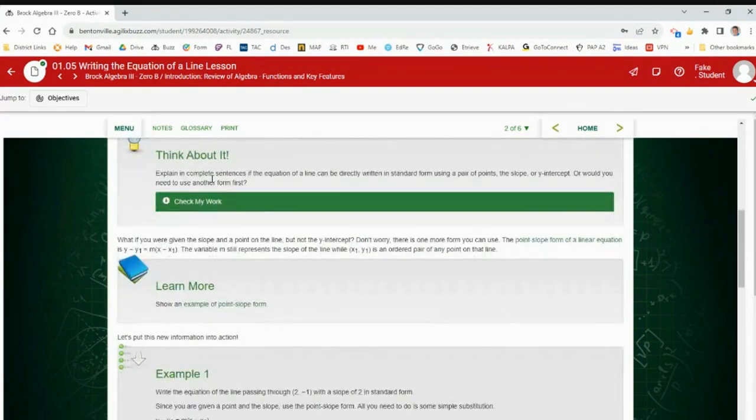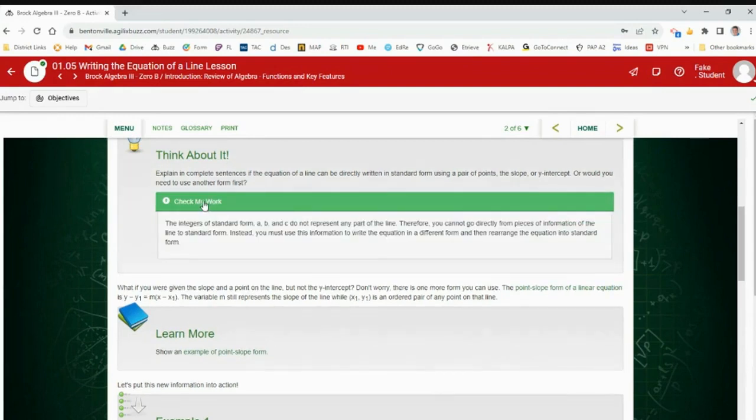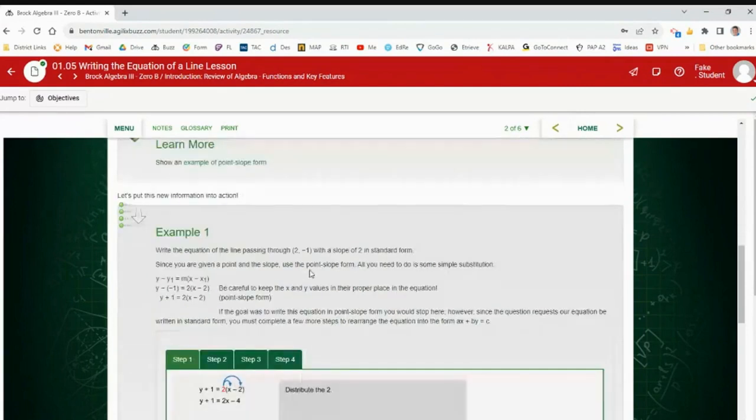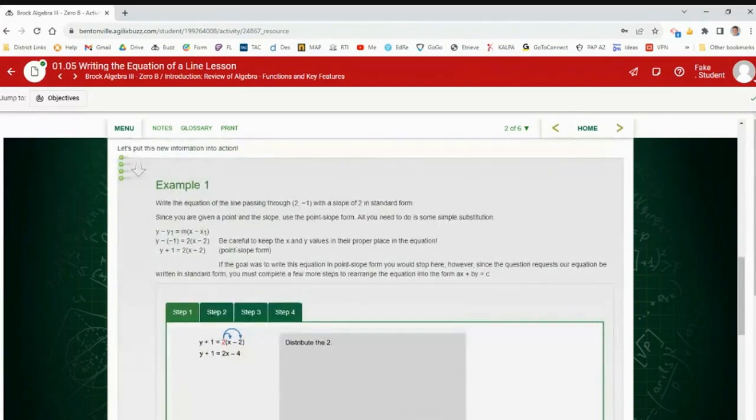Let's see, explaining in complete sentences. The equation of a line can be directly written in standard form using a pair of points, a slope, or a y-intercept. Check your work. I'll let you look at that because we're not going to cover all of that. All right, here's an example of point slope form. So this is the equation of a line in point slope form, just a generic line. We're going to go through this example right here, and we'll do this together to talk about point slope. So let me write this down.